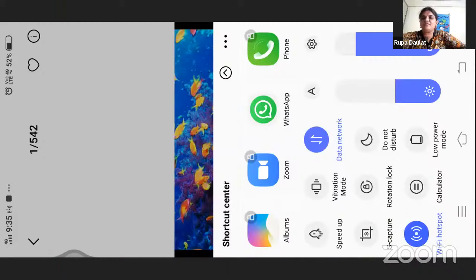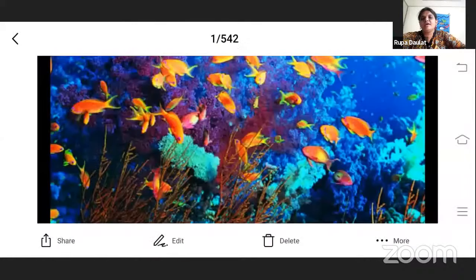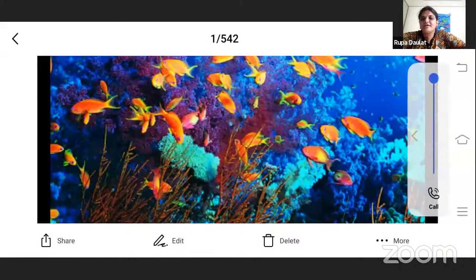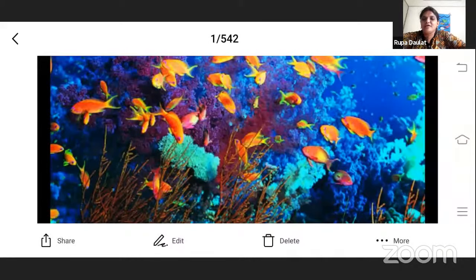Now, students, I show you some photos of real animals. Okay? This is a picture of animals. We see some real animals. Now you recognize all animals. Now you see clearly? Yes. So see the very colorful fishes are here. You see all?